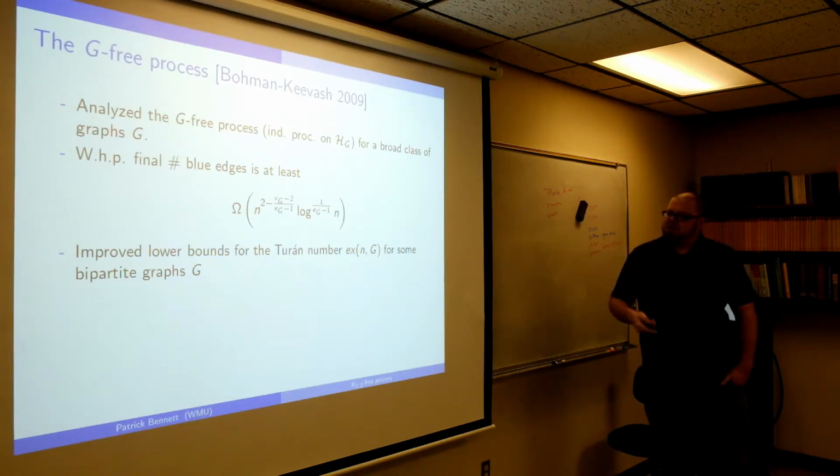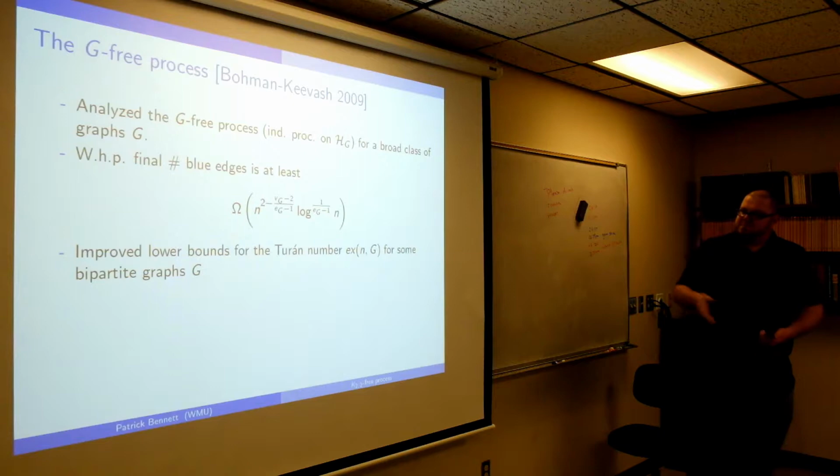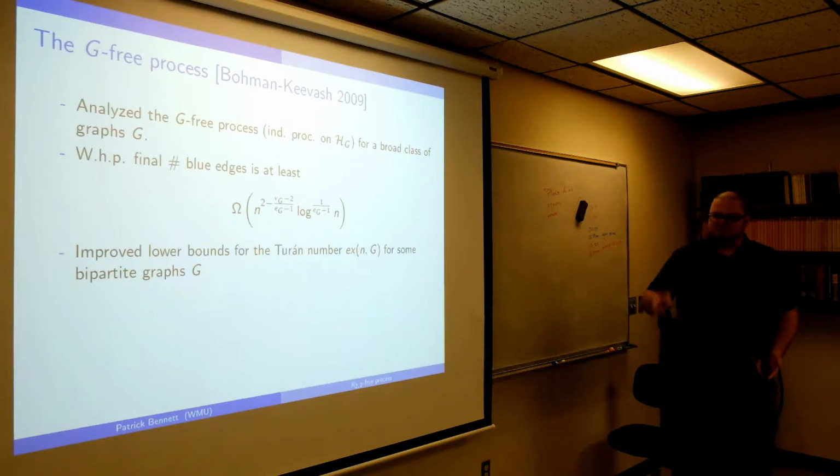So as a result of their work, it improves lower bounds on a Turán number, which is, it's easy to imagine, you're trying to avoid the graph G, so you end up with a graph that doesn't have any copies of G. And for some graphs G, the number of edges that you end up with beats the best known construction anyone has come up with for any G-free graph maximizing the number of edges.